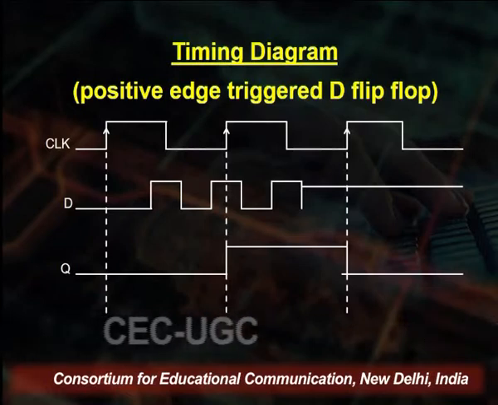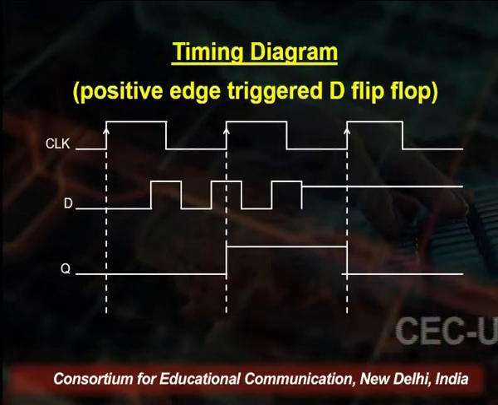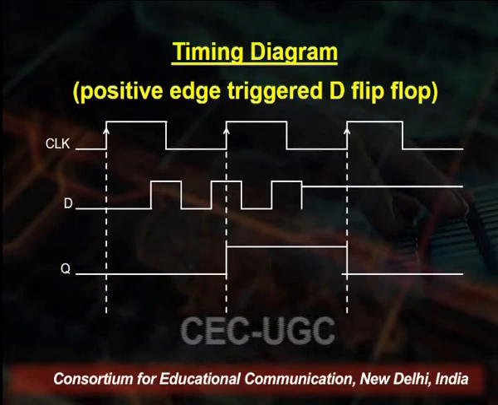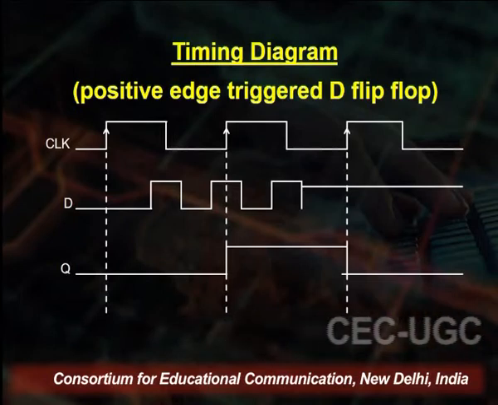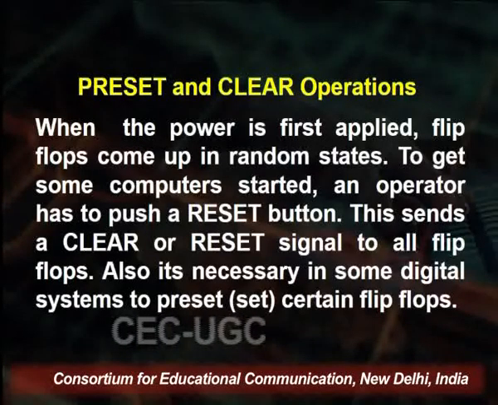At the third positive or rising clock edge, we find that the value of D still remains 1 and we find therefore that the Q level goes to 0 because there is a midway transition. So we also include two special operations within the flip-flop. One is the preset and one is the clear.